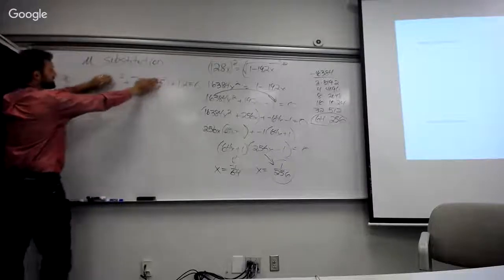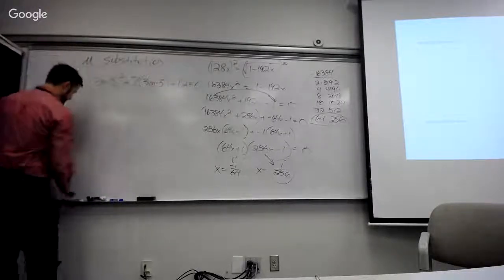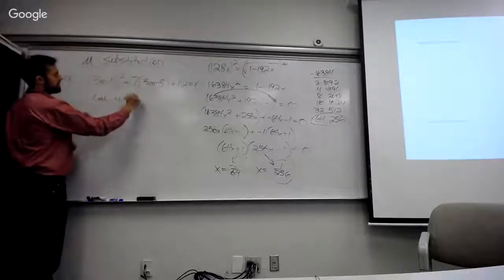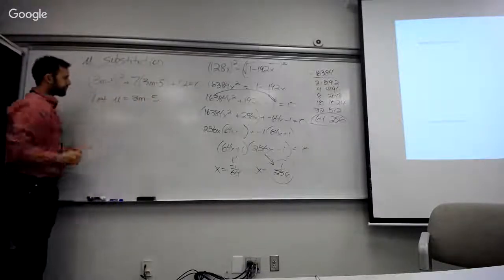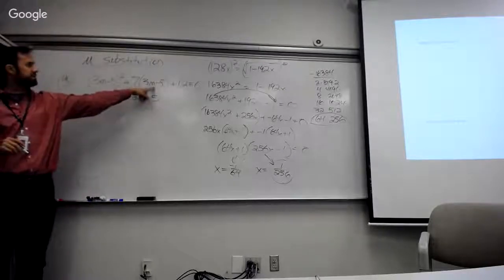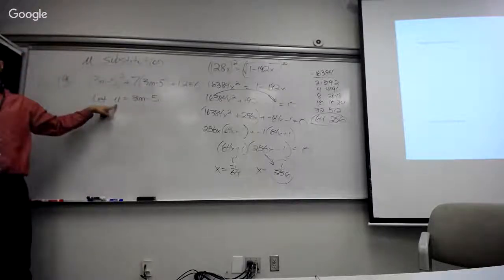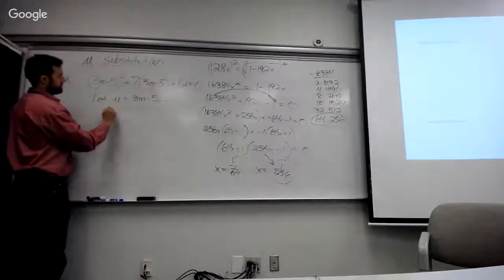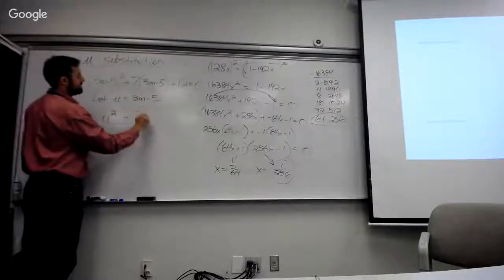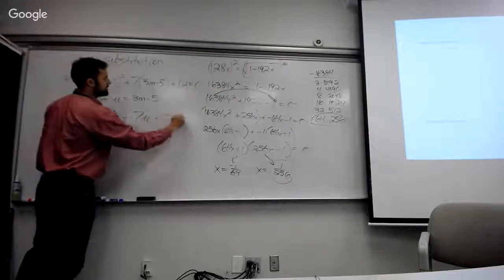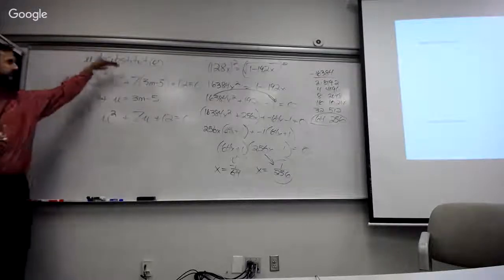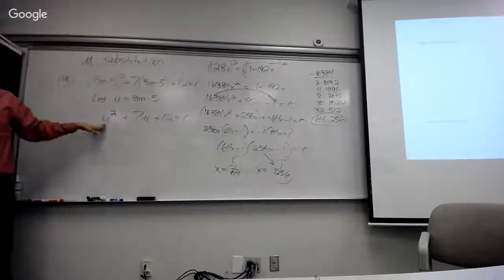Well, that's actually the technique. You say, let's just go ahead and let u equal 3m minus 5. Instead of writing 3m minus 5 there and there, I'm just going to replace it with u. And so you say u squared plus 7u plus 12 is equal to 0. And just like that, you've transformed the equation from something nasty looking into just a normal quadratic.